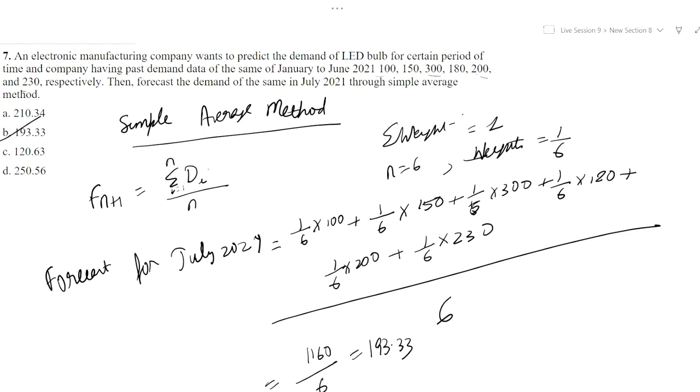All the demands. But in the weighted average method or moving average method, the weights are different for different demands. Right? Okay.